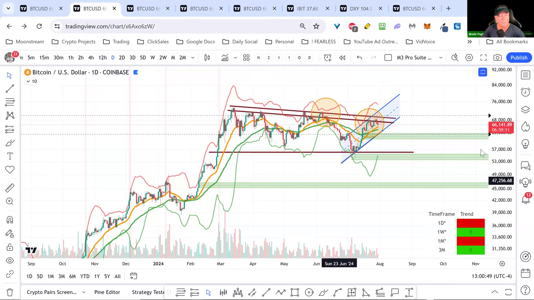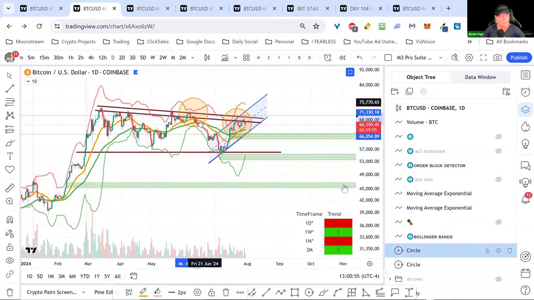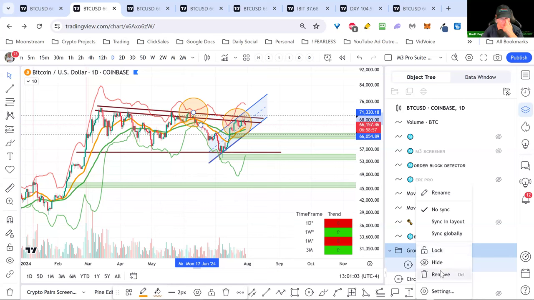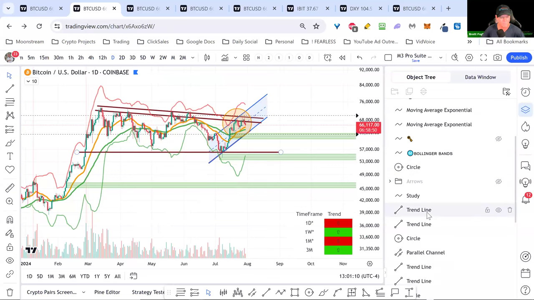Actually, before we do that, I want to share the Bollinger Bands with you. Let me just do this here with these circles and add that into a new group. If you don't know how to use this tool, by the way, it's great. It's the object tool, it allows you to not have to delete your various drawings. Now that I've lost it here, what is this thing called?